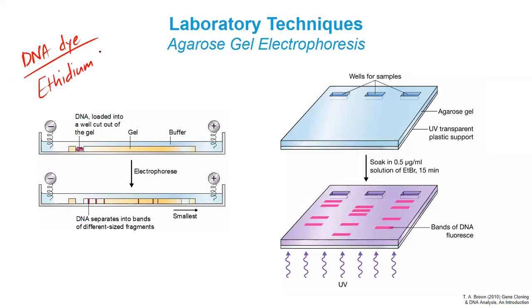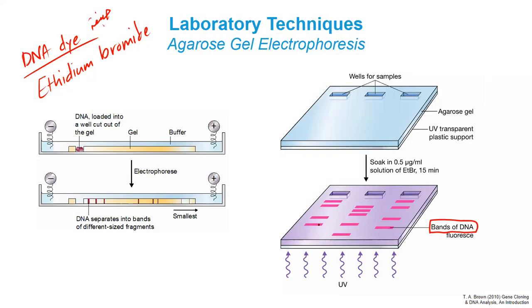A DNA dye, like ethidium bromide, is a chemical that is used to stain DNA. This ethidium bromide binds to DNA, and when the UV light excites the ethidium bromide bound to the DNA, it will generate fluorescent lines. These fluorescent lines are called bands. They are bands of DNA.